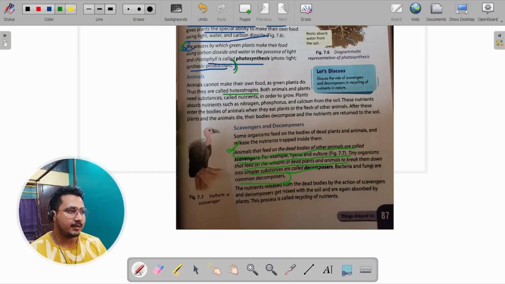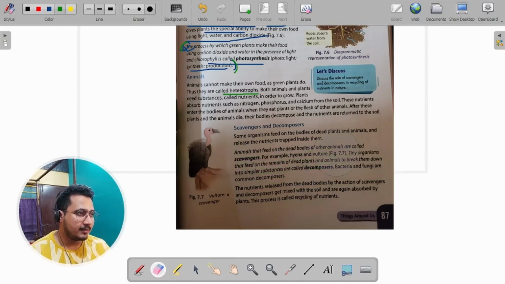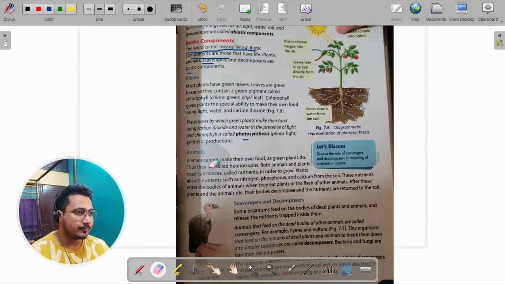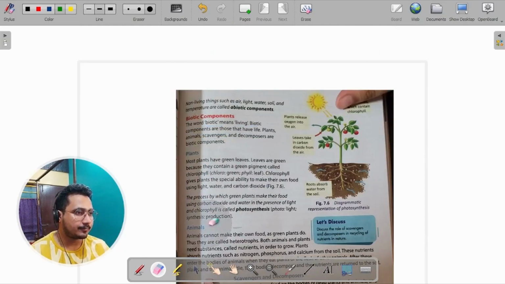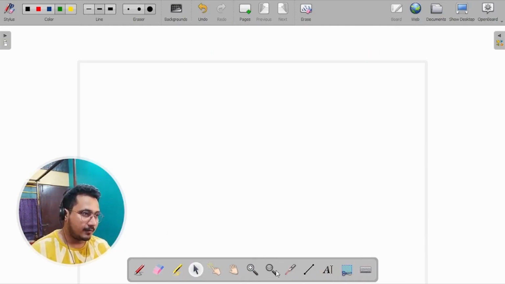Okay. You have underlined this page. Yes. Moving on. Let's grab the next page. What do we have?